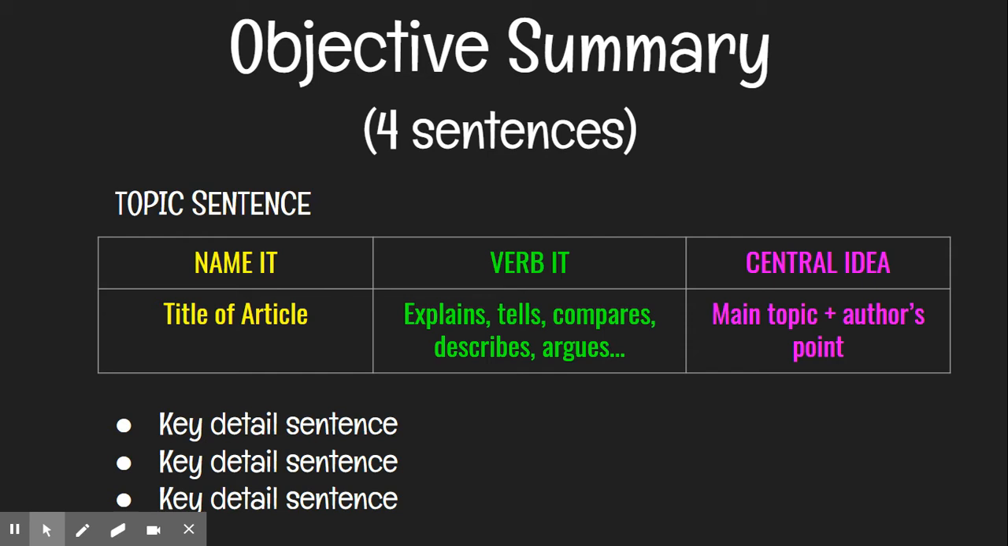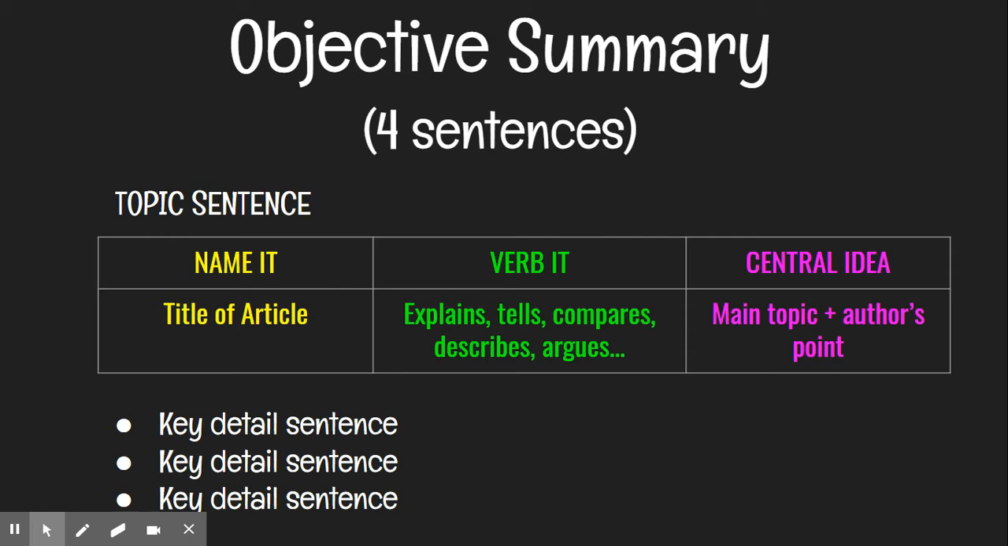Is the article just explaining something? Is it telling something, comparing something, describing? Maybe it's arguing something, like a pro and con kind of thing. You have to pick a verb in the present tense that you think works best for the article that you're summarizing. And then the third part is to write the central idea. Now remember, the central idea is just what the author is saying about the main topic, okay? And I'm going to walk you through this process so you can see how it all works together.